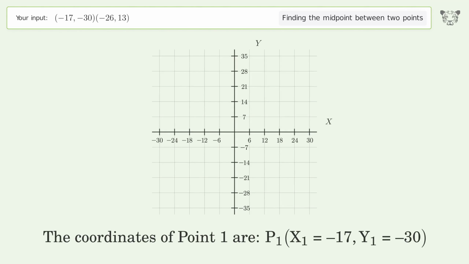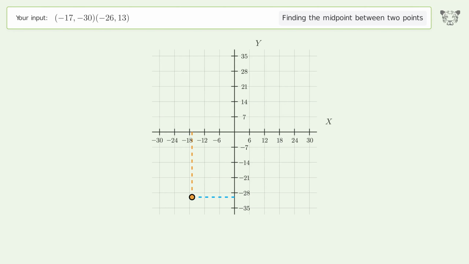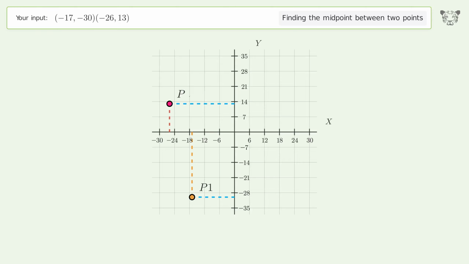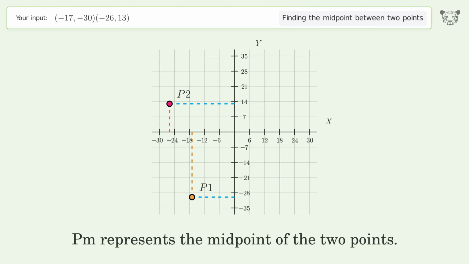The coordinates of point 1 are, x1 equals negative 17, y1 equals negative 30. The coordinates of point 2 are, x2 equals negative 26, y2 equals 13. PM represents the midpoint of the 2 points.